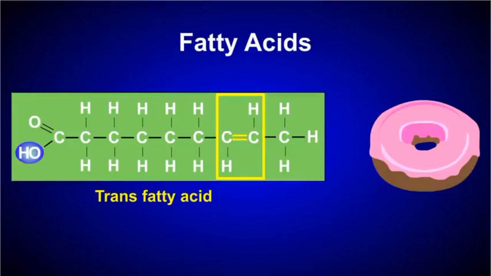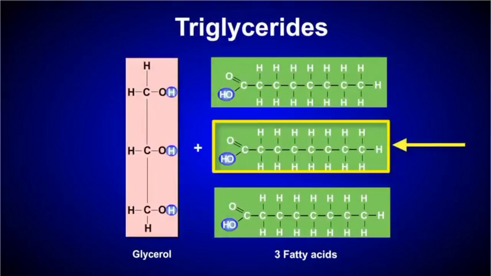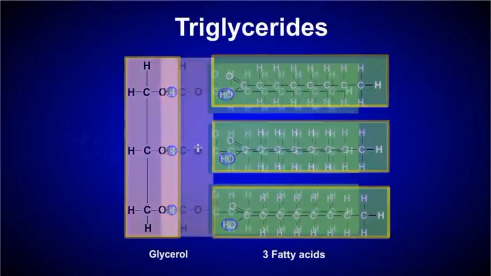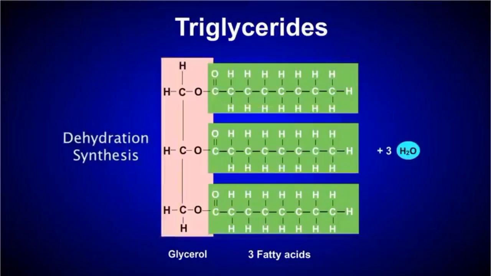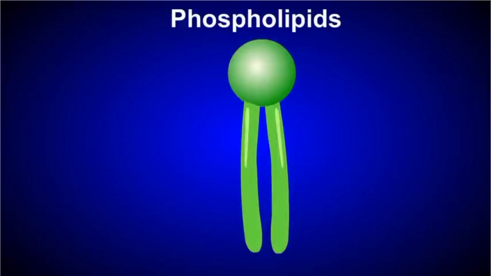Now that you understand a little bit about fatty acids, let's zoom back out and look at how the triglyceride subunits fit together. Remember, a fatty acid is only a small part of a triglyceride. Three separate fatty acids bond with the glycerol molecule through a process of dehydration synthesis. Let's move on to the next group of lipids, which is phospholipids.